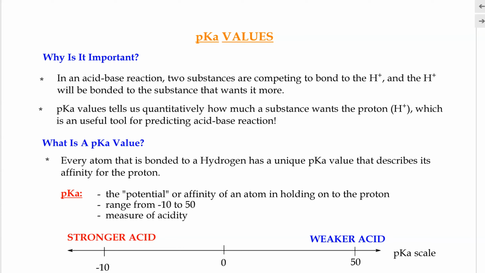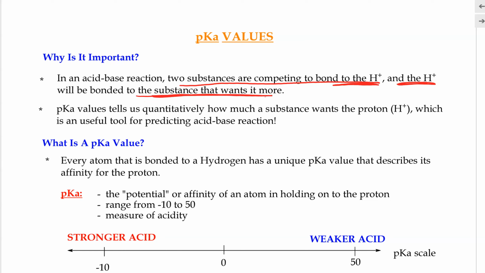In this video, I will discuss another important tool that we can use to understand more about acid and base reactions and to determine them. In an acid and base reaction, essentially two substances are competing to bond to the proton. That is another new perspective: in an acid and base reaction, two substances fight over the proton, and the proton, or the hydrogen, will bond to the atom that wants it more.